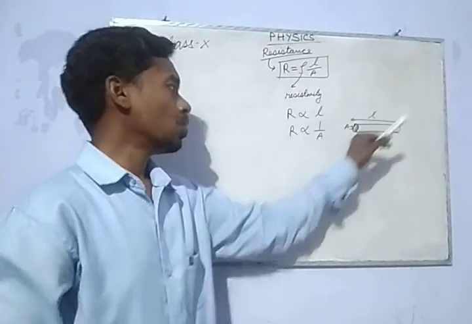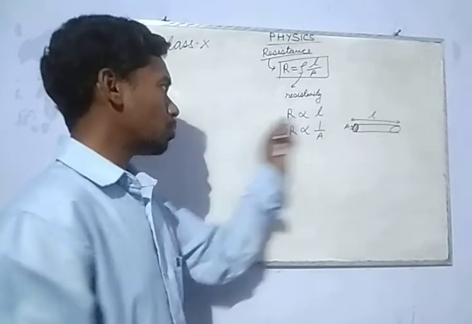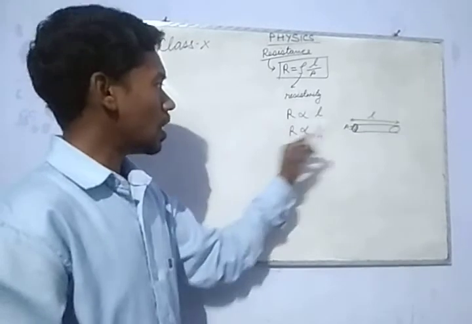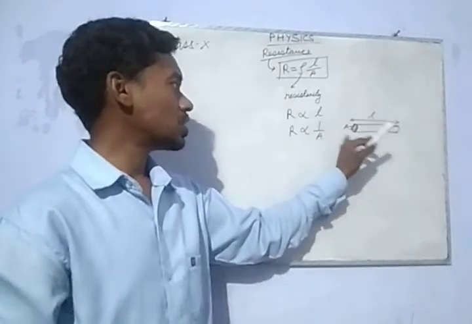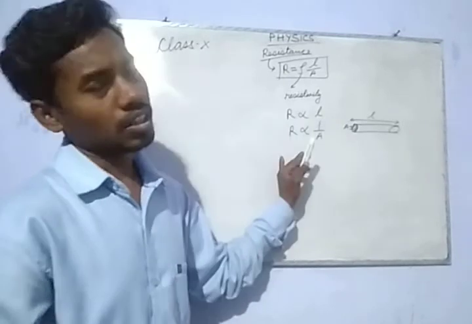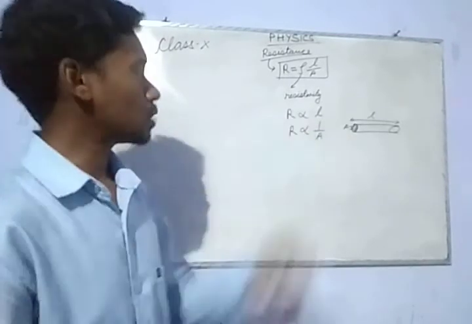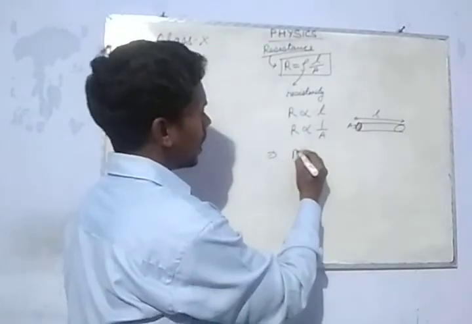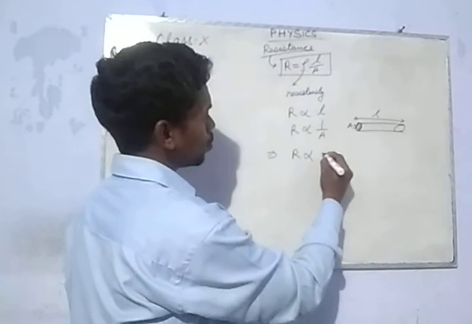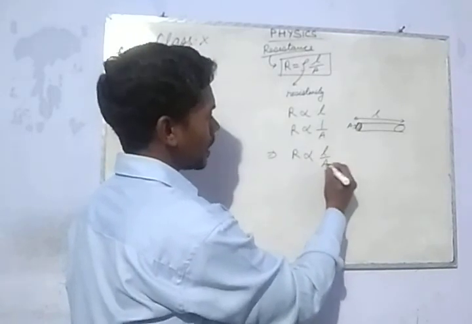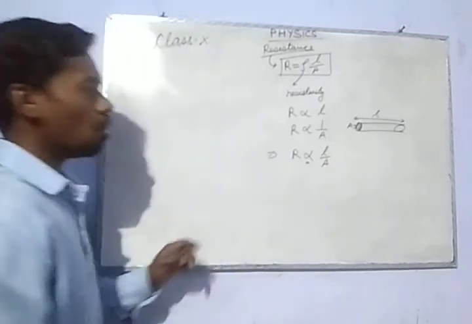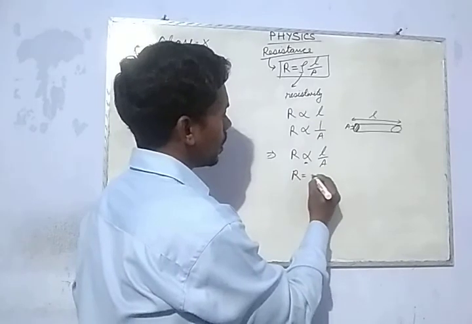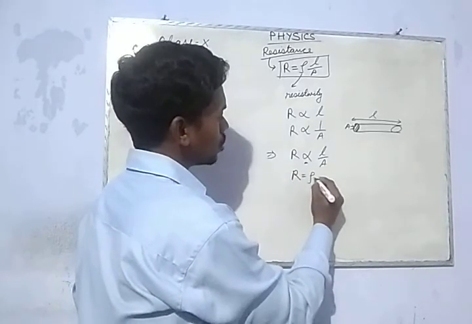So resistance is directly proportional to the length of the conductor, and inversely proportional to the area of cross section. Directly proportional means if the length increases, the resistance will increase. Inversely means if the area of cross section increases, the resistance decreases. When we combine these two, R is directly proportional to L by A, and to remove the sign of proportionality, we bring in a constant.